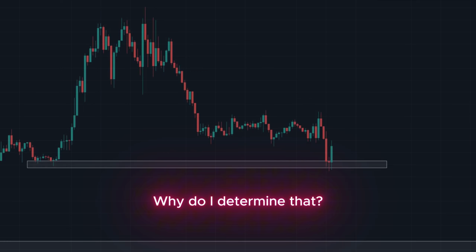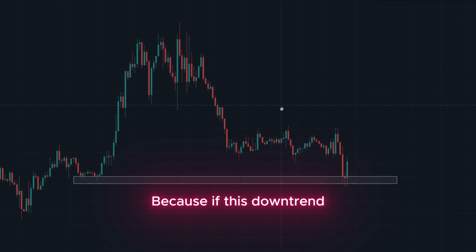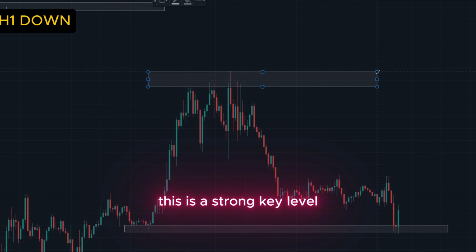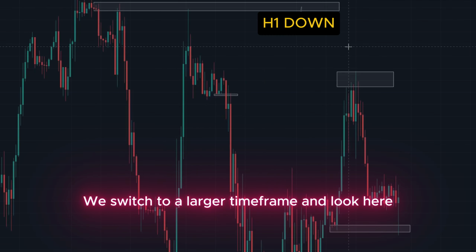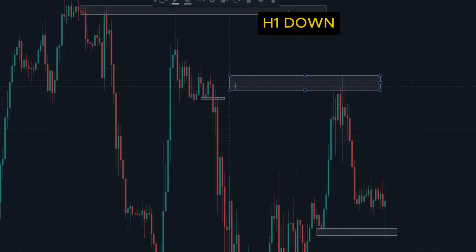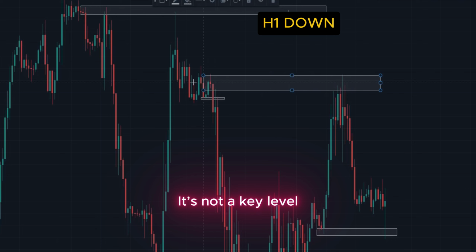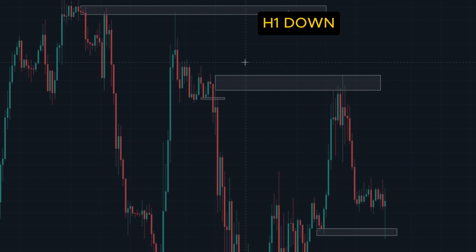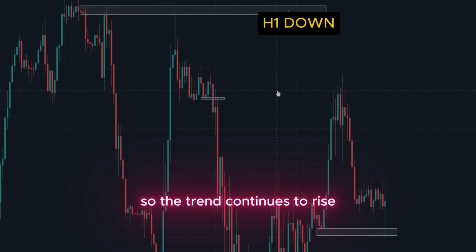Why do I determine that? Because if this downtrend is not a retracement, but the price actually drops, this is a strong key level. We switch to a larger time frame and look here. It's not a key level of the larger time frame. It's also not a Fibonacci price zone from 0.5 to 0.618. It's nothing. So the trend continues to rise.